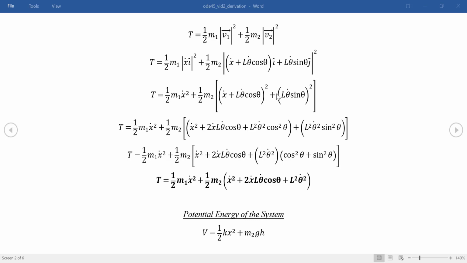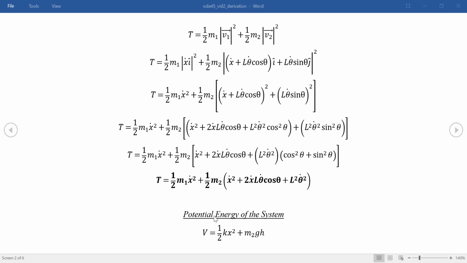I didn't want to stop there. I wanted to see if there was any more simplification that I could do with this system, so I expanded this out, and I realized that I could group these two terms together by factoring out an L squared theta dot squared. I did this here, and then I realized, you know what, cosine squared of theta plus sine squared of theta is just 1. So this is what I have here in the end, this expression for the kinetic energy of the system.